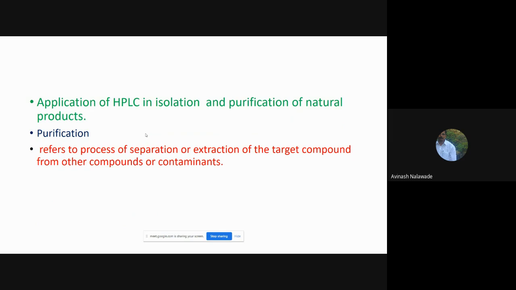आता you might have studied the various natural products. So these natural products can be very easily isolated and purified by using HPLC. Then we can also purify it. So purification is the process of separation or extraction of the target compound from other compounds or the contaminant.